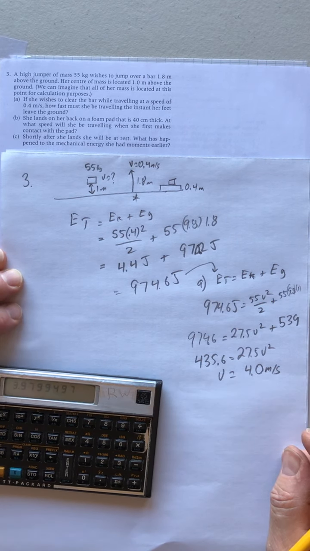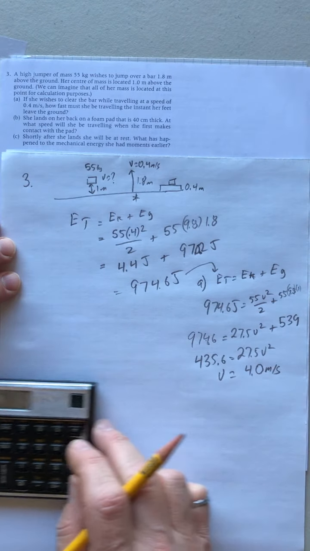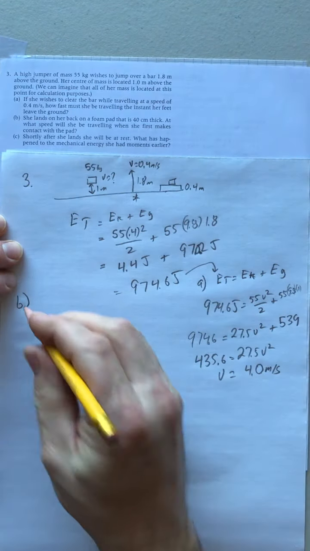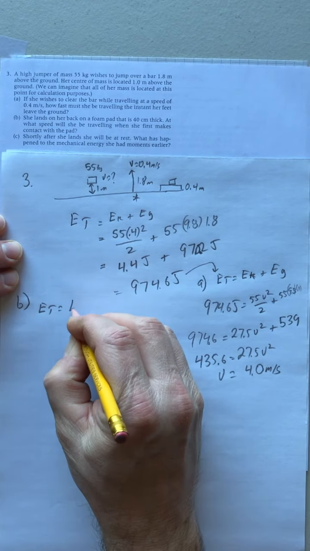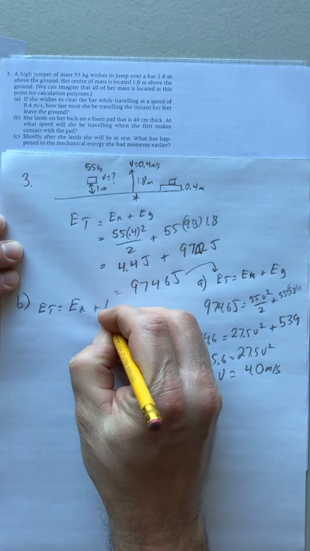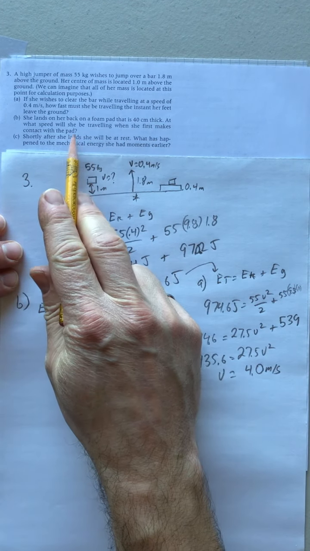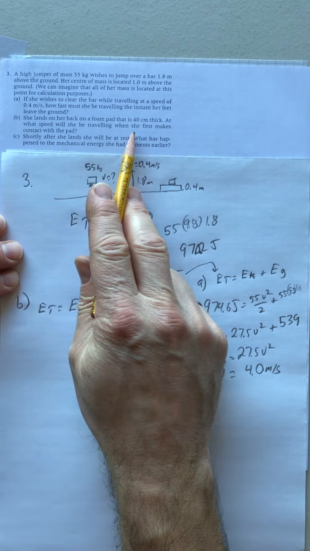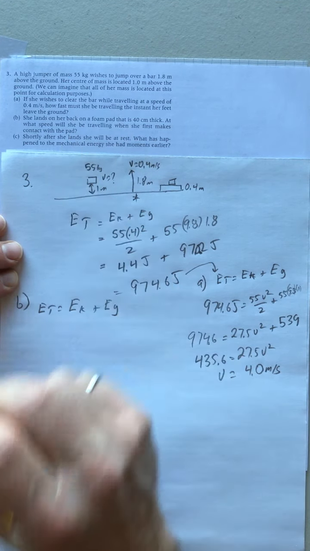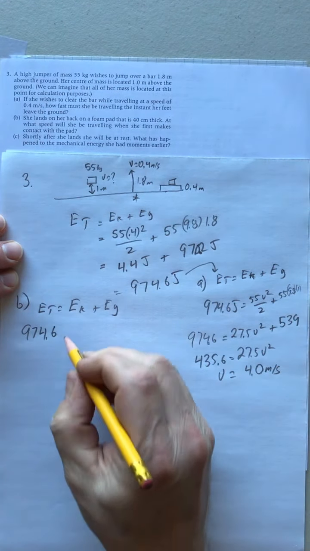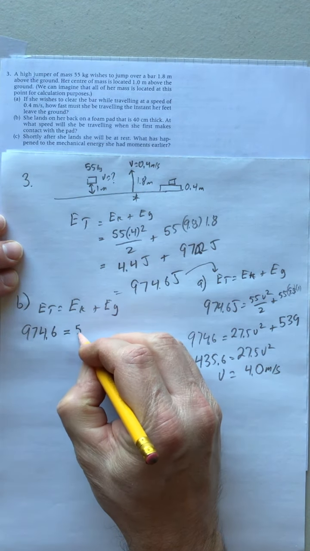She lands on her back on a foam mattress, so she's lying flat now. So we have to just do the same question again. Same setup, exactly the same thing. E total equals EK plus EG. This one is nice and easier though because what speed should she have when she hits the platform? She's not on the ground. It's exactly the same difficulty. Okay, that's my E total. It's fixed all the time. Her mass is 55.